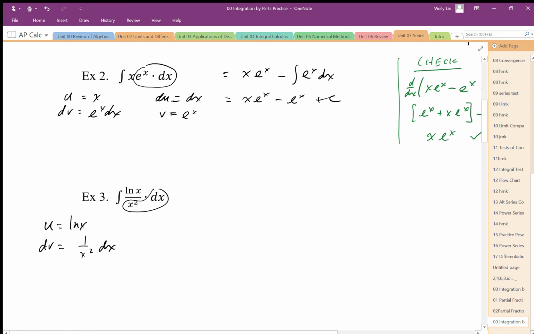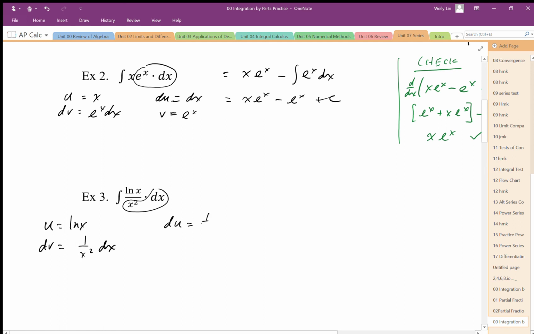Okay, now it is important to bear in mind that you may choose the wrong dv to start, and you may want to try some other option. Okay, so that's something that you might have to consider if it doesn't work the first time. If you get integrals that don't seem to be going anywhere, you may want to reconsider what your initial choice was.